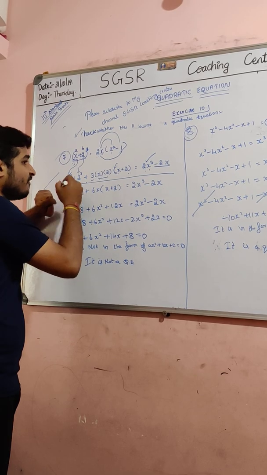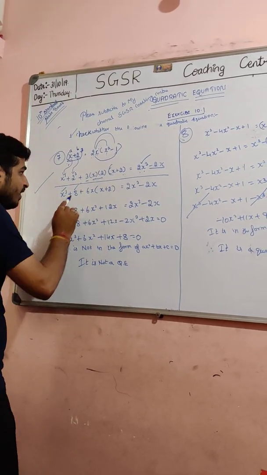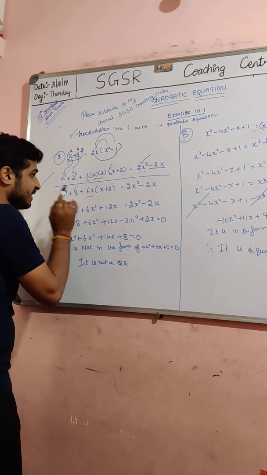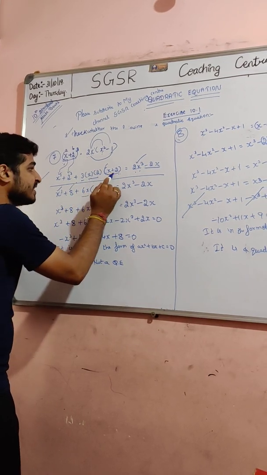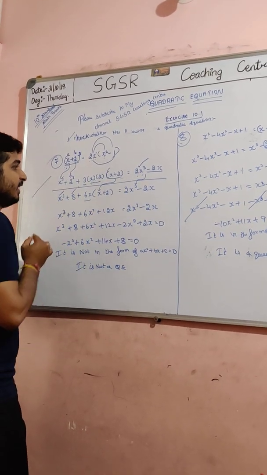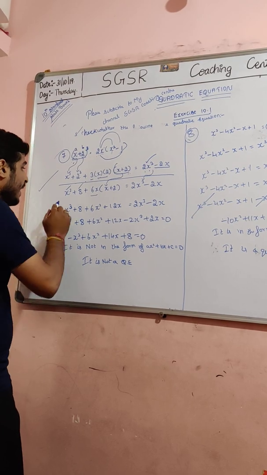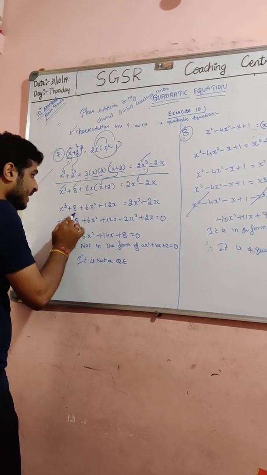So, 2 2s are 4, 4 2s are 8. Now, in the same way, 3 2s are 6x. Now, as it is, I have written here. So, this as it is, I have written here. 2x cube minus 2x. Now, x cube plus 8 plus.